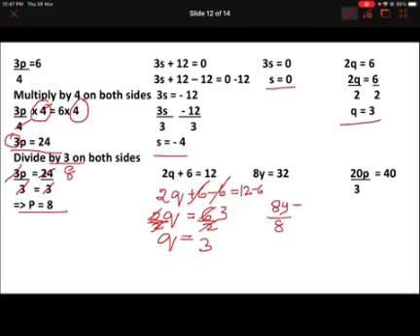Here, 8y divided by 8. Why? Because I am trying to get rid of 8, and 32 by 8. Remember, balance. 8 and 8 gets cancelled. 8 ones, 8 fours. So y equals 4.